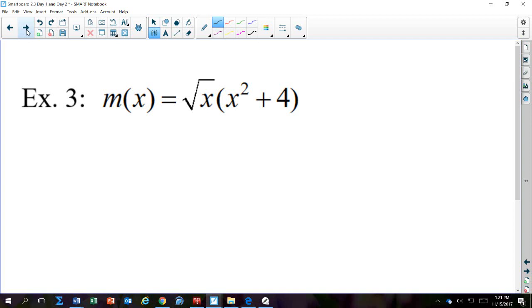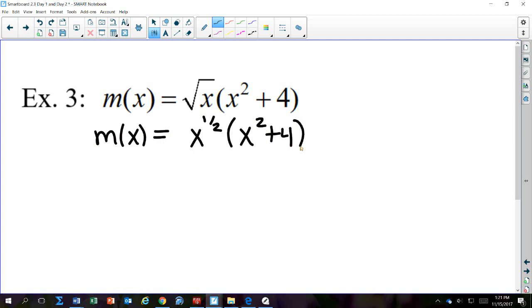Example 3, this is another example where really you have two options. You could first rewrite this as x to the 1/2 times x squared plus 4 and multiply it through, right? Use the distributive property to multiply it out and then take the derivative. Okay, but today I really want to focus on the product rule, so I'm going to use the product rule with this. Let's go ahead. And we're going to look at x to the 1/2 like it's our function f. And I'm going to look at x squared plus 4 like it's my function g.